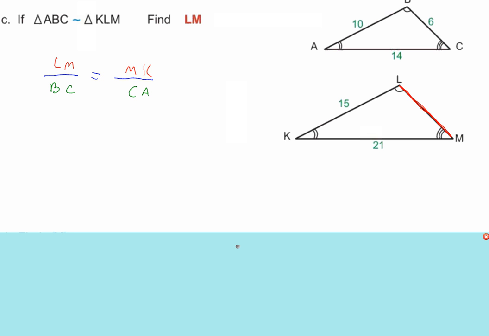Now let's put the numbers in. I'm going to use the variable X for LM. Is that okay with you guys? Use an X. It's a little easier than two letters. So what goes in for BC? 6. What goes in for MK? 21. And what goes in for CA? 14. Okay.